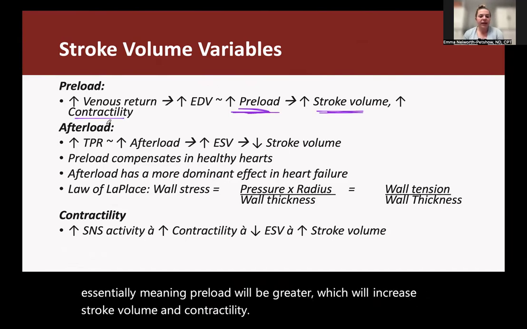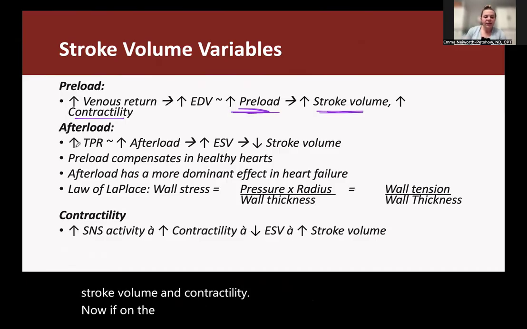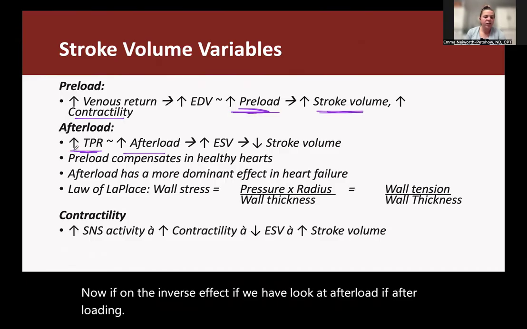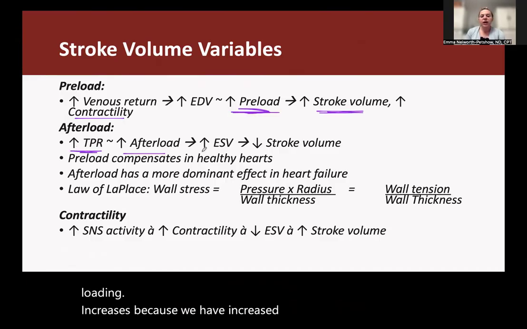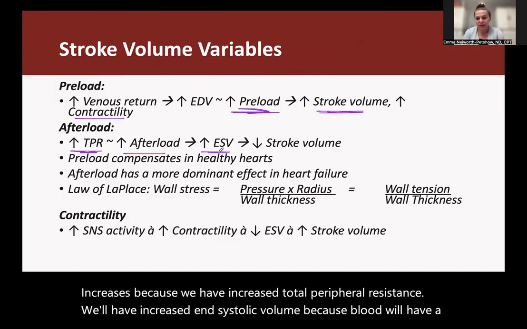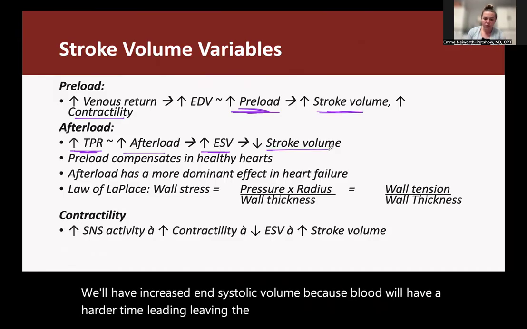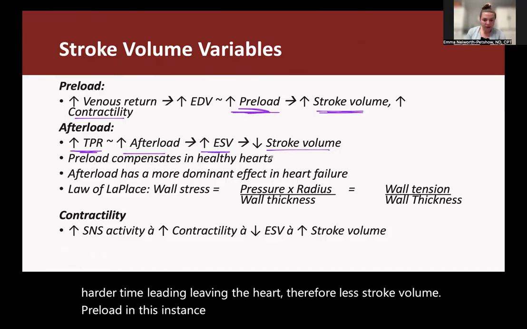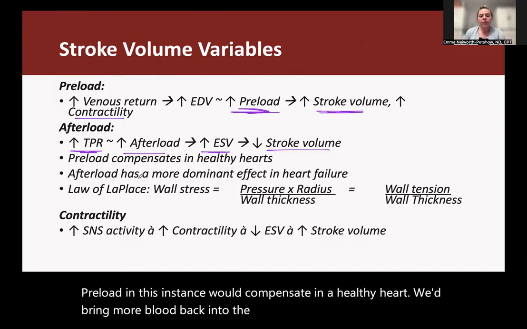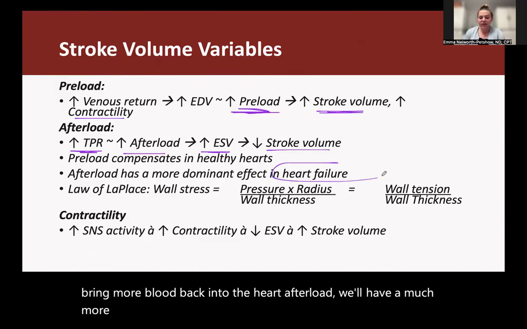Now, on the inverse, if we look at afterload, if afterload increases because we have increased total peripheral resistance, we'll have increased end systolic volume because blood will have a harder time leaving the heart, therefore less stroke volume. Preload in this instance would compensate in a healthy heart. We'd just bring more blood back into the heart. Afterload will have a much more dominant effect in a heart that is failing.